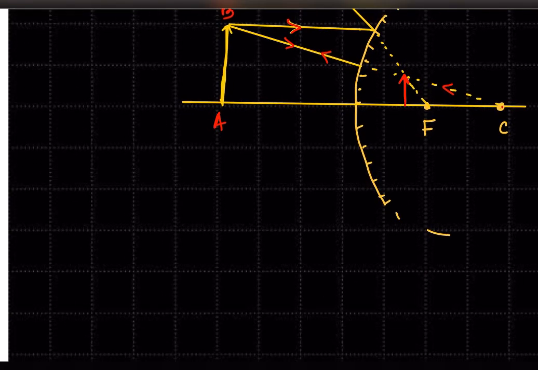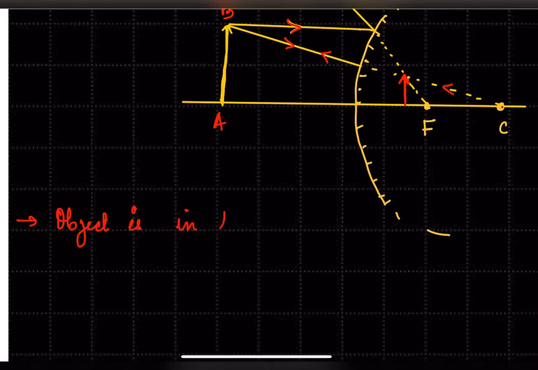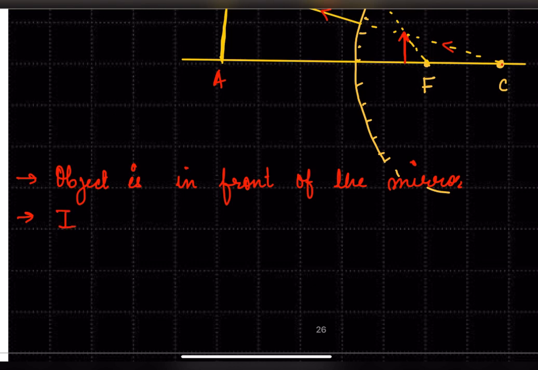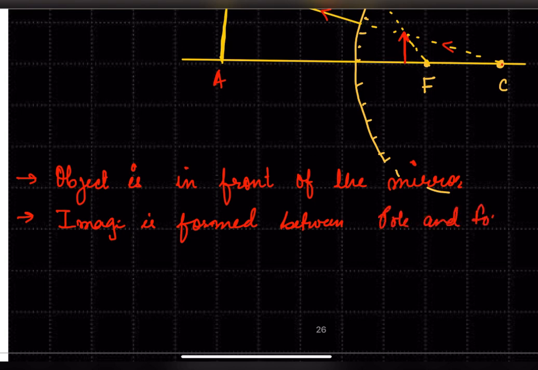Now what are the things you can conclude? First, the object is where? Just in front of the mirror. You can keep it anywhere in front of the mirror. What else can you say? The image is formed where? The image is formed between pole and focus.